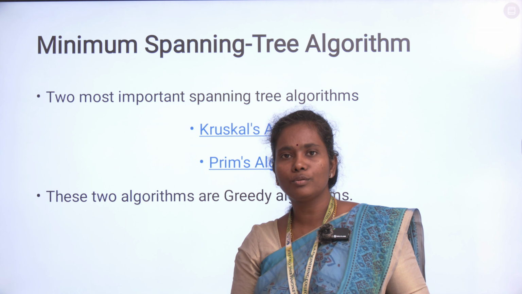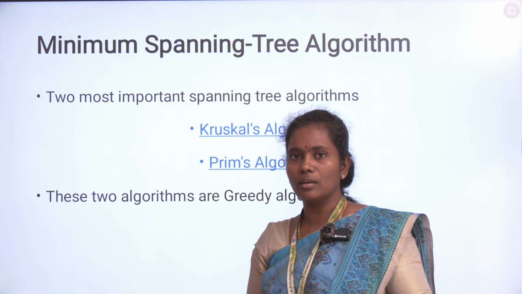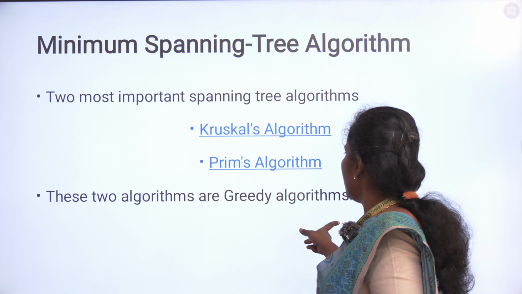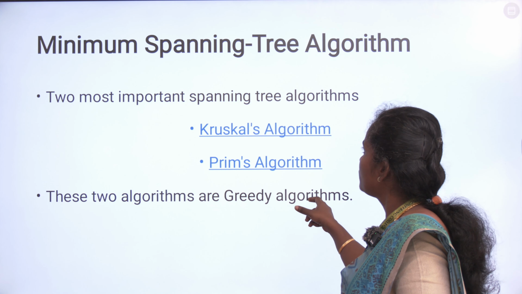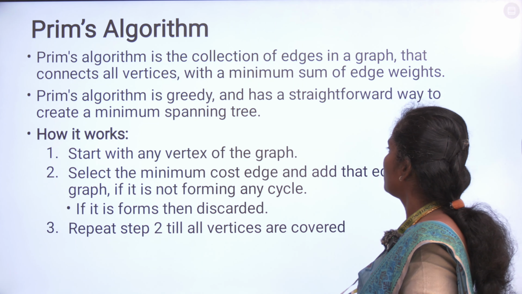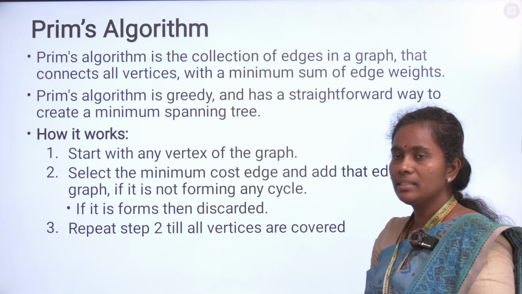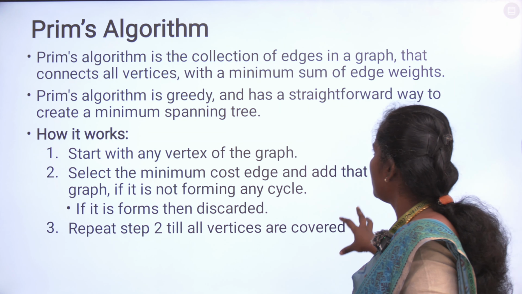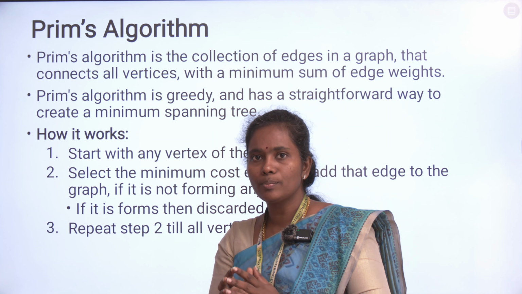The 2 algorithms we use are Kruskal's algorithm and then Prim's algorithm. We can say these are greedy algorithms. Let's see Prim's algorithm. It follows certain steps. That is, it contains all the edges in the graph. It should be the minimum spanning tree.